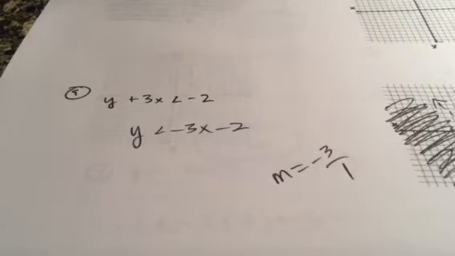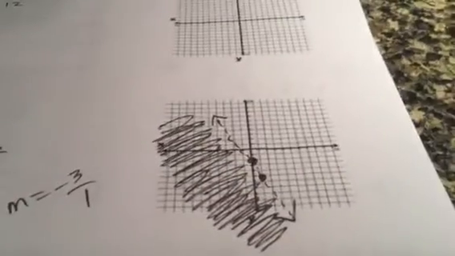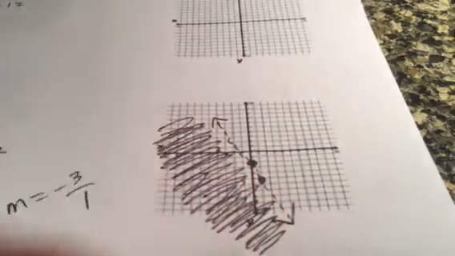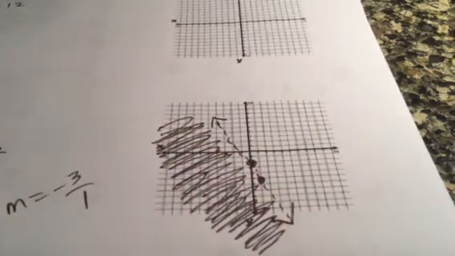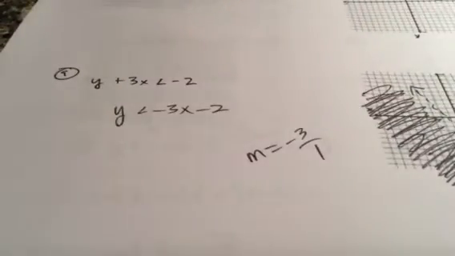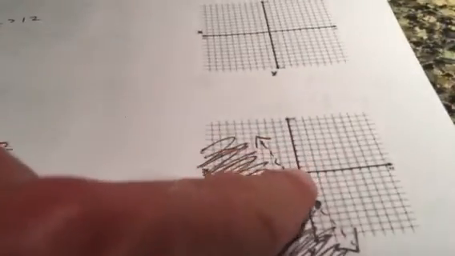Subtract 3x from both sides. You're going to have y less than -3x minus 2. The slope is -3/1. -2 is the y-intercept. Go down 3/1. Dotted line. Less than means you shade under. Again, you could use 0, 0. If you plug in 0, 0, you get 0 is less than -2, which is false. 0, 0, which is above that line, is false. Everything here is false. Everything below is true.